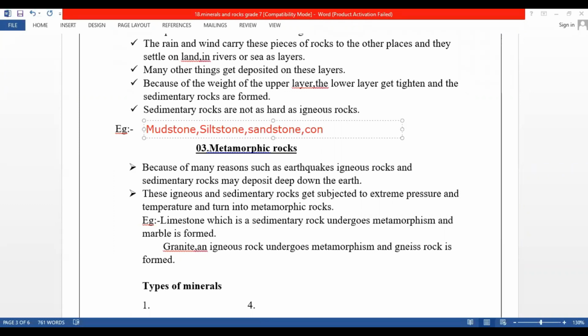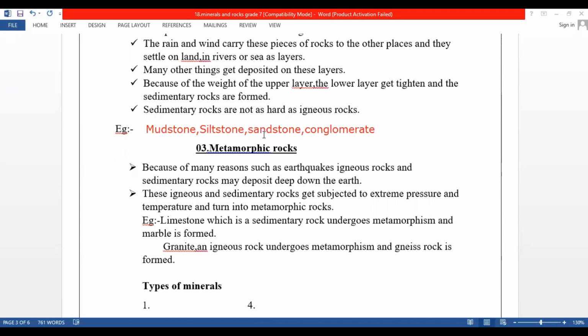Another one, conglomerate. These are the examples for the sedimentary rocks.